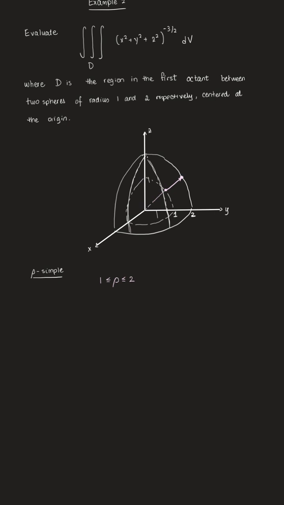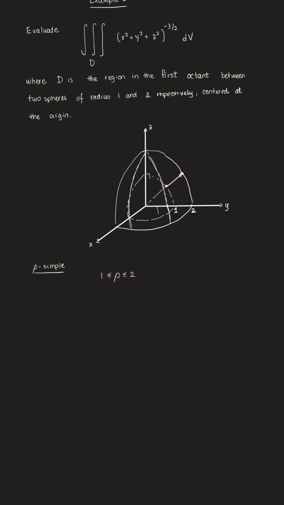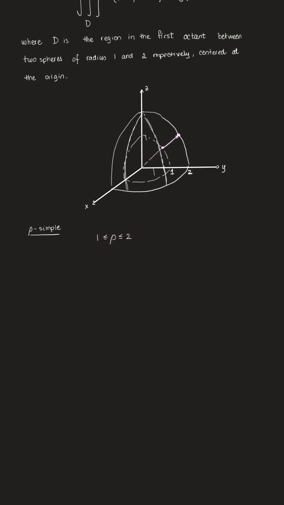Okay, now let's consider what's going on with phi. Recall that in this problem, we are only in the first octant. So if we're in the first octant, then that angle from z is going to go from 0 all the way down to pi over 2, right? Here's the positive z-axis that will go from phi is 0 all the way down to phi equals pi over 2. So the bounds for phi are from 0 to pi over 2.